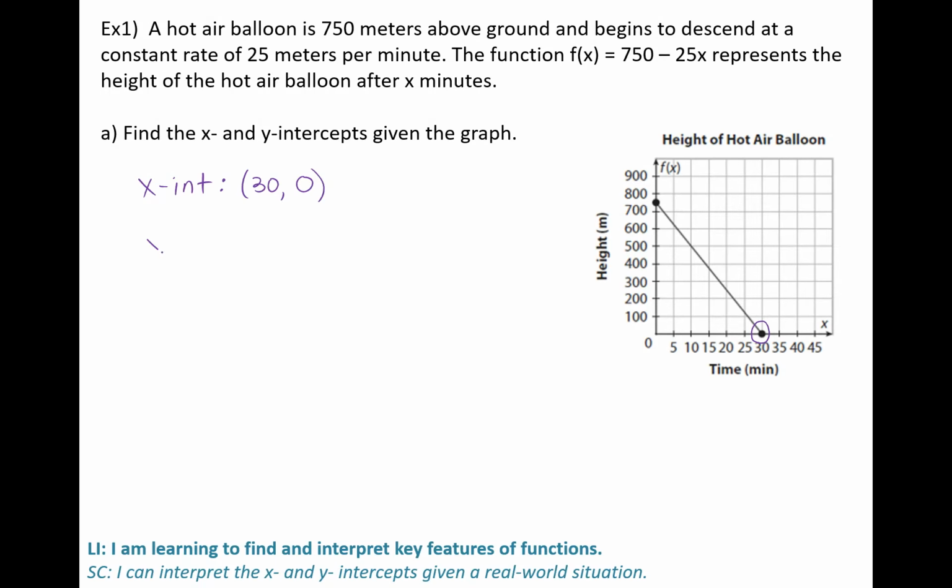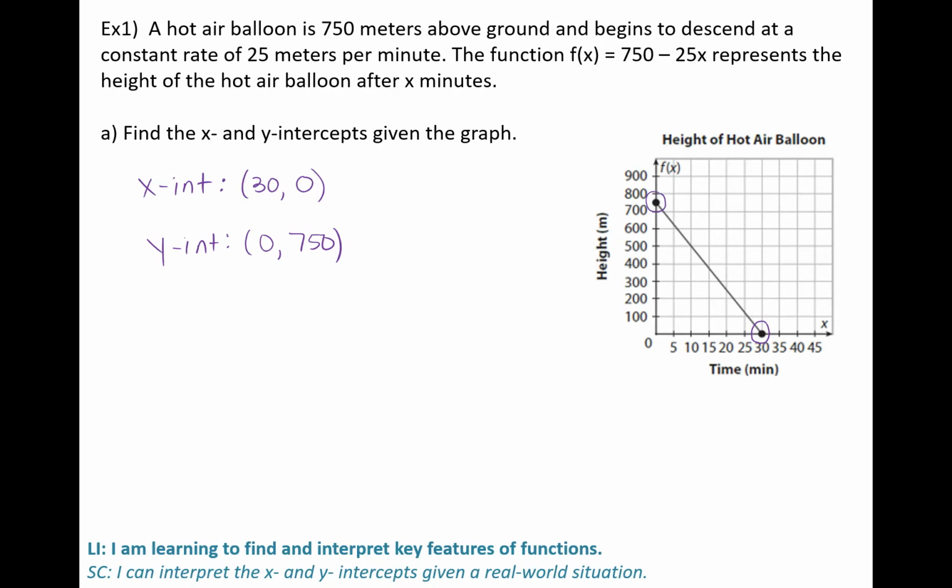And then for a y-intercept, we look for where the graph crosses the y-axis. It looks like it crosses right here at probably 750. So to put that into an ordered pair, that would be 0 for the x and then 750 for the y. So those are the two intercepts from the graph.